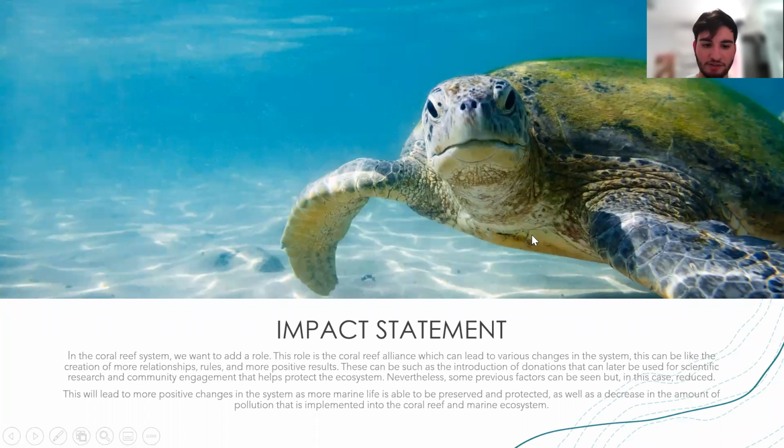From this, the impact statement can be constructed: in the coral reef system, we want to add a role. This role is the Coral Reef Alliance, which can lead to various changes in the system, like the creation of more relationship rules and more positive results. These can be such as the introduction of donations that can later be used for scientific research and community engagement, as well as other positive changes, such as a decreased amount of pollution and the protection and preservation of these coral reefs.